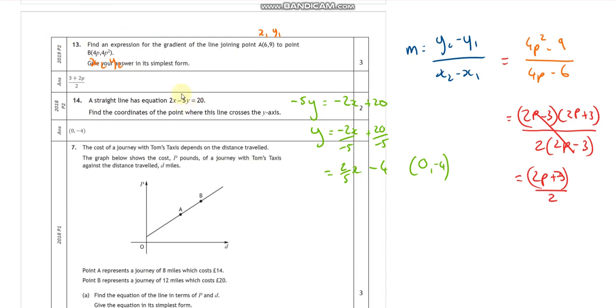So this one just is a rearranged question. We want to get it into the right form. Because right now, if it said, what's the gradient? A lot of folk look at that and say, oh, the gradient's 2, it's the number in front of x. But it's only that number when you rearrange it into y equals mx plus c.